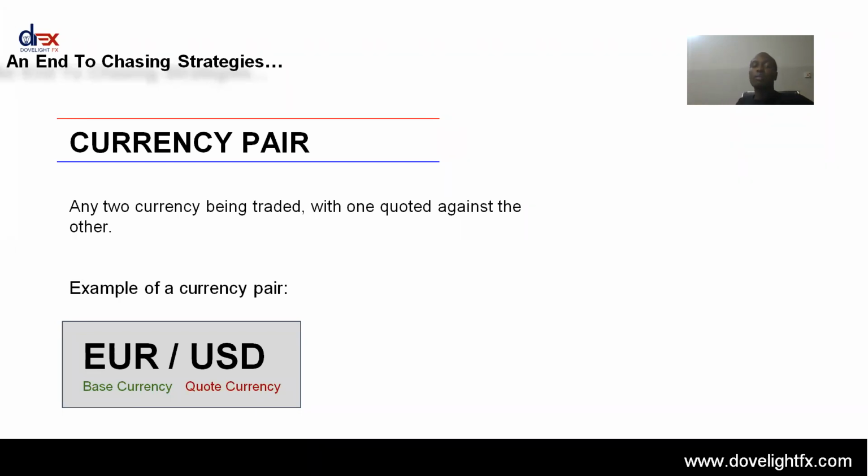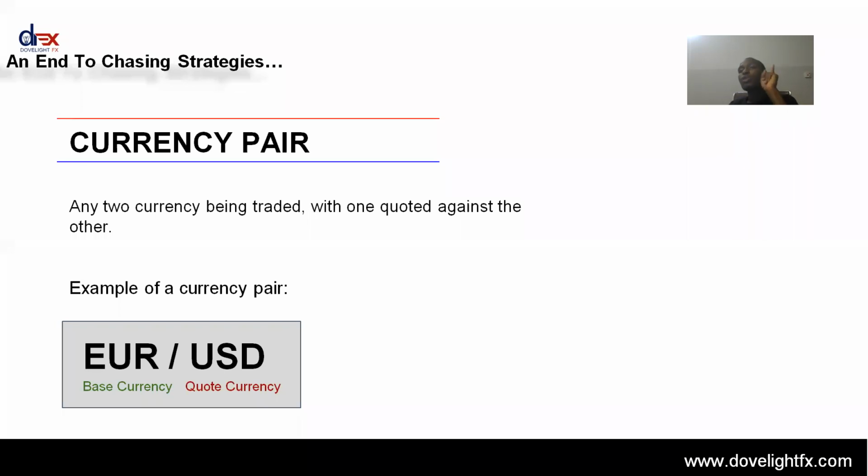And you can see from my example below, the currency pair euro USD, where we have our euro on the left-hand side as the base currency. This is how currency is being quoted: euro USD, GBP JPY. You should always know that the left-hand side is your base currency, and the right-hand side is always your quote currency.